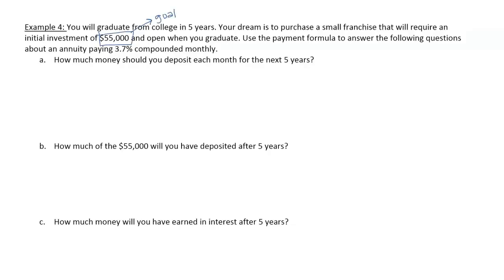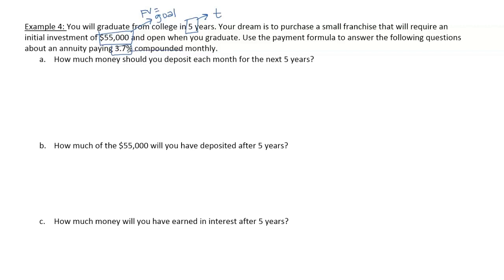Okay, let's go through the values for the variables. First, we have 5 years. That's going to be our t. And we already decided 55,000 was the future value. Then we have the rate of 3.7%. So that's going to be 0.037. Compounded monthly, that will be n equals 12.